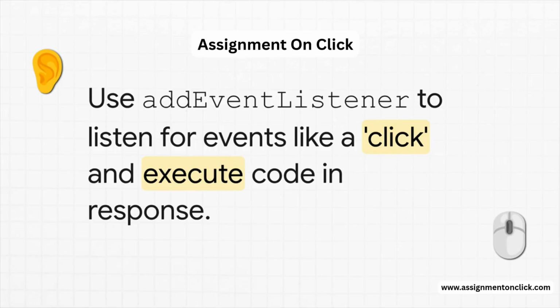It's pretty simple, actually. You just grab an element from the page, like that like button we talked about, and then you tell it what to listen for, in this case, a click. The second part is the function that you want to run when that click actually happens. And just like that, boom, your static button is now fully interactive.